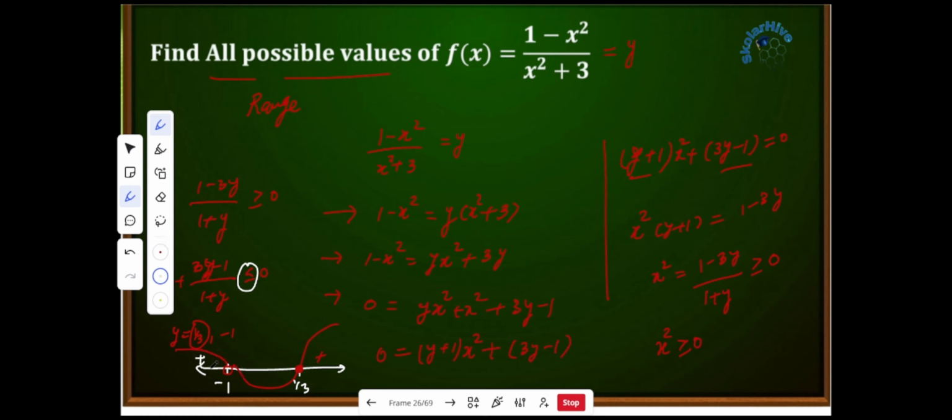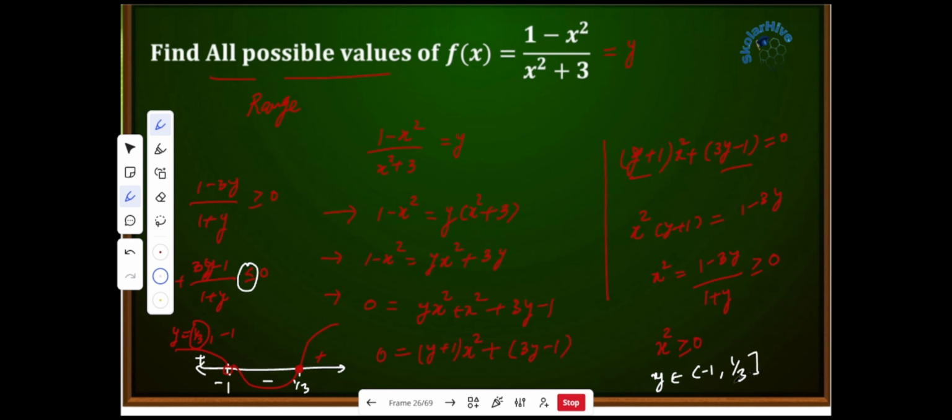So here this is positive, this is negative. The whole expression is less than or equal to 0, which means negative, so the negative region is from minus 1 to 1 by 3. So the solution for this is y belonging from minus 1 to 1 by 3. Here 1 by 3 is included in the solution set.